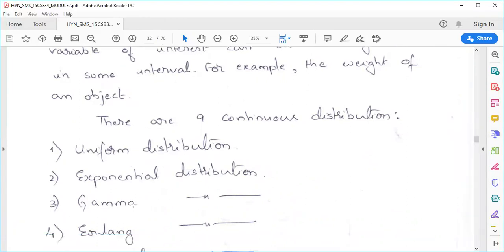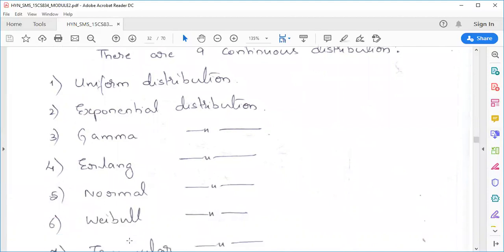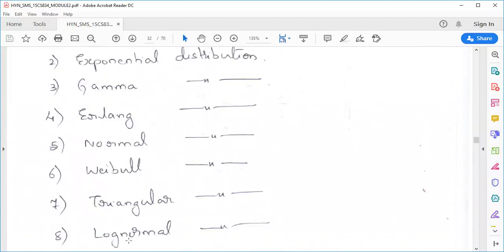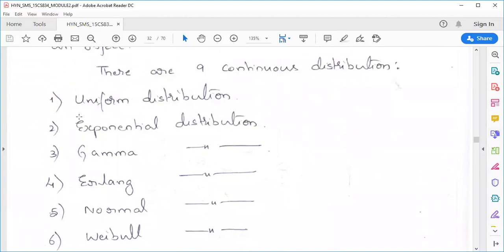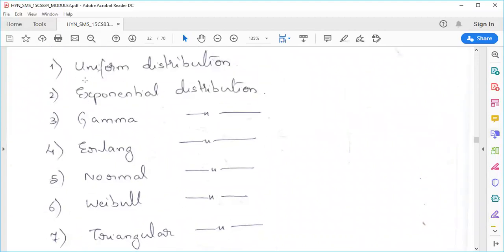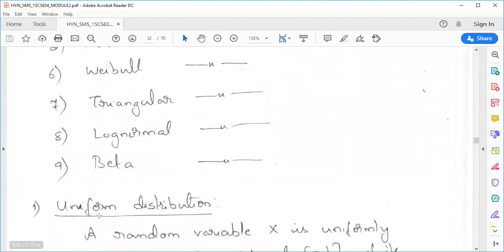Next, the third type of continuous distribution is gamma distribution. We have Erlang distribution, normal distribution, Weibull distribution, triangular distribution, log normal distribution, and beta distribution. These are the 9 types of continuous distribution which we'll be studying as part of our syllabus. Out of these, the most important are uniform, exponential, normal, and triangular distribution. Most of the problems in your exam will be based on these 4 types. Let us start with the first type, which is uniform distribution.